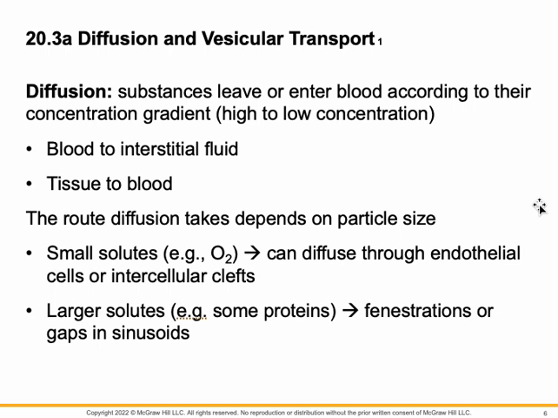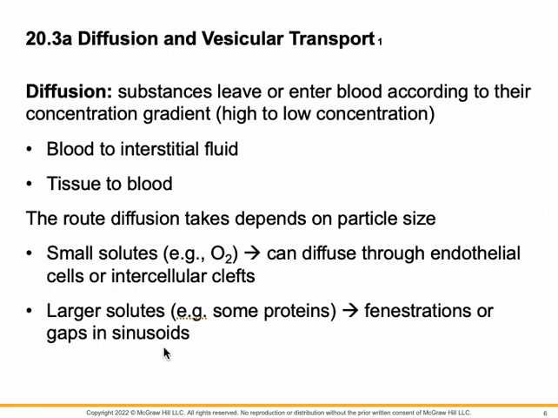So if you think about oxygen, oxygen is going to diffuse in one direction, from the blood ultimately into the tissue, and carbon dioxide is going to diffuse in the exact opposite direction, from the tissue ultimately into the blood. And then when we get to the lungs, the exact opposite is going to happen, right? Oxygen is going to go into the blood, and carbon dioxide is going to go out of the blood into the lungs, and we'll breathe that out, right?